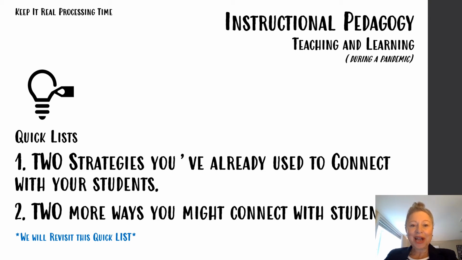Okay, it's time for an action step. Create 2 lists, strategies you found to keep it real and connect with students, and a second list with 2 more ways you might connect with students that you've not already done. We're going to revisit this quick write at the end of our professional learning session. So pause the video while you write and restart the video when you've finished.